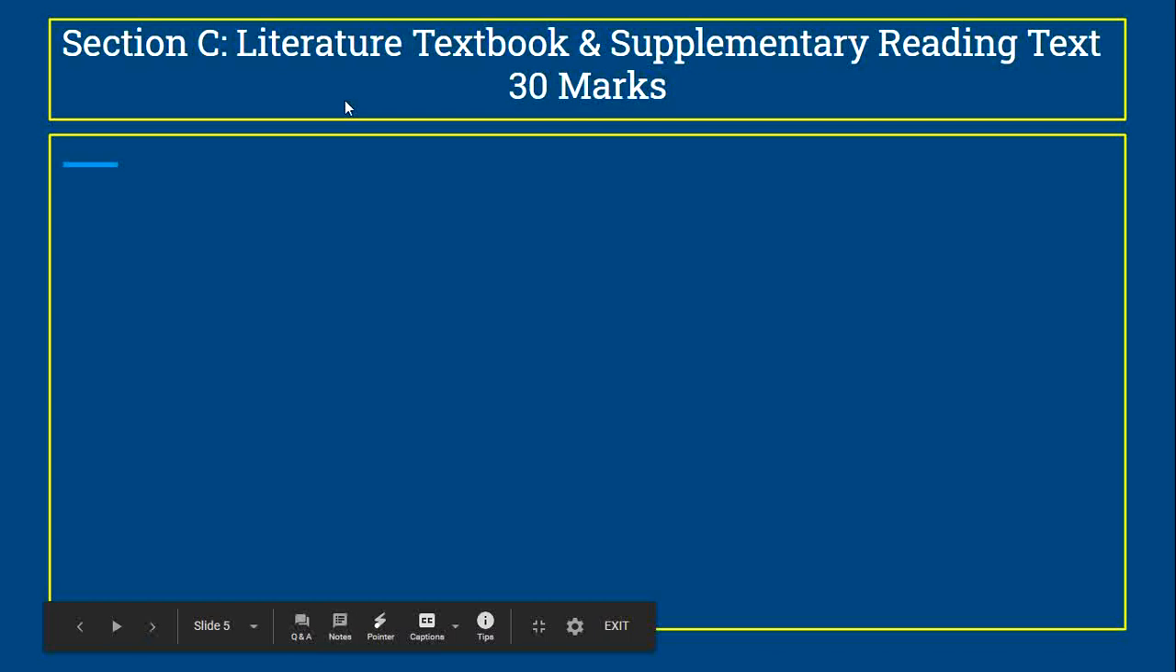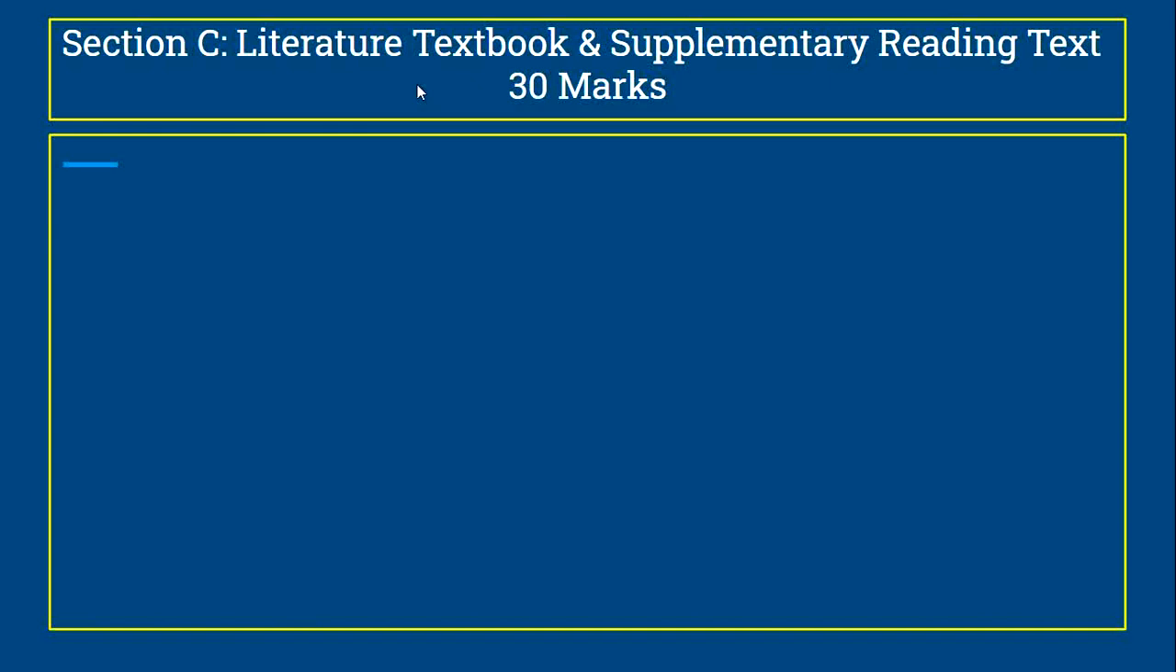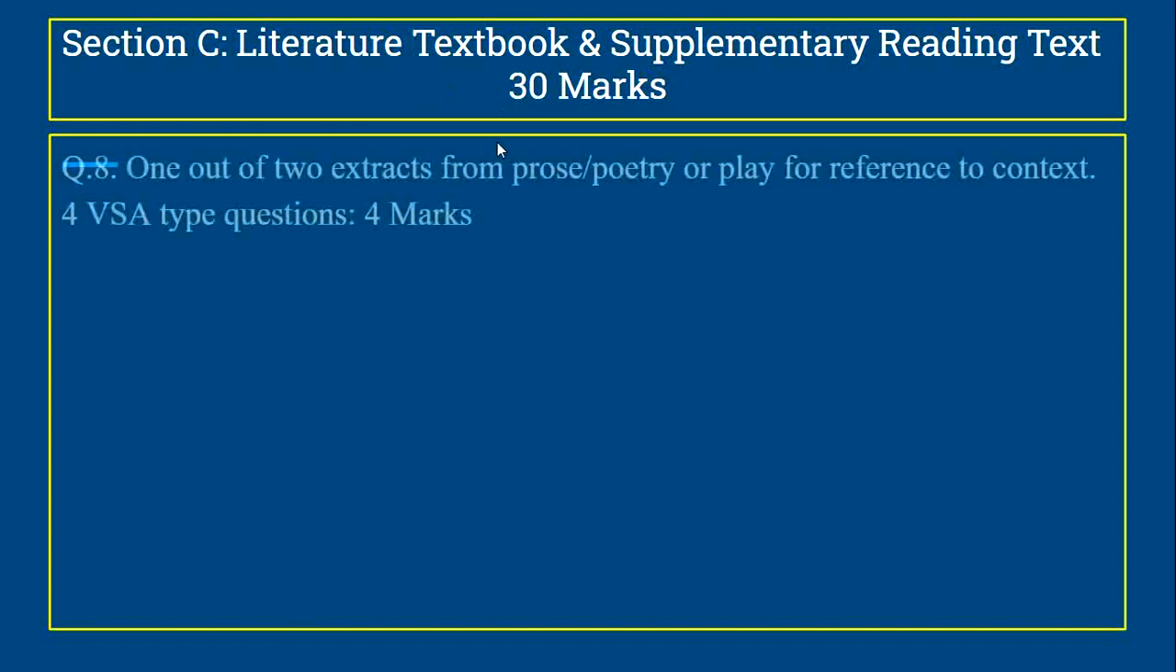Now the next section is section C, which is about literature textbook and supplementary reading, and this is also about 30 marks. This section begins with question number 8, in which 2 extracts will be given to you, and you have to attempt only 1. These extracts will be given either from prose, poetry or play for reference to context, and followed by the extracts you will be given 4 VSA type questions. This may include MCQs also, and each question will carry 1 mark, so there will be a total of 4 questions and 4 marks.